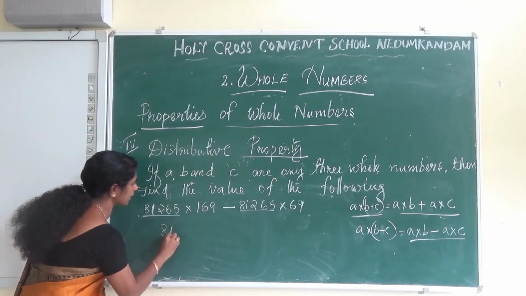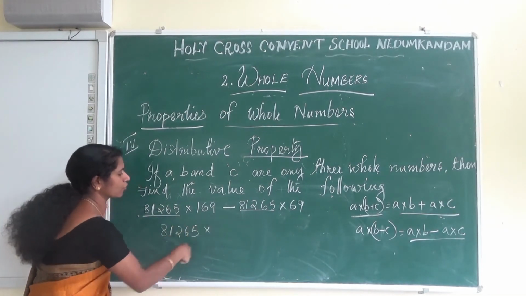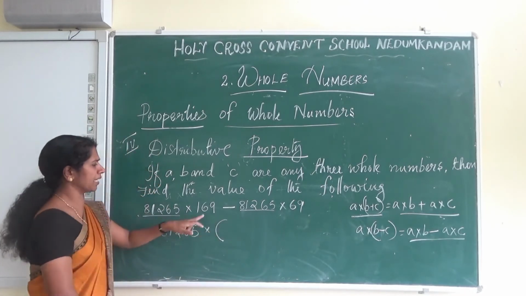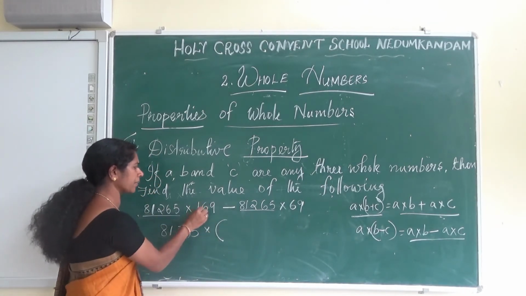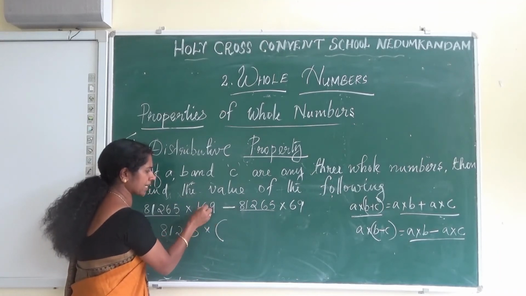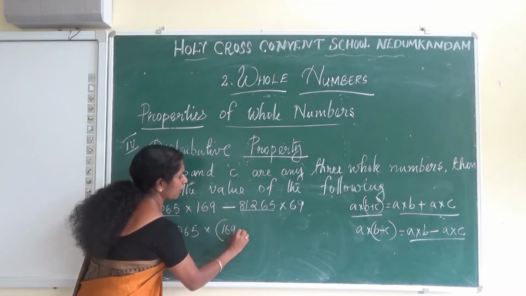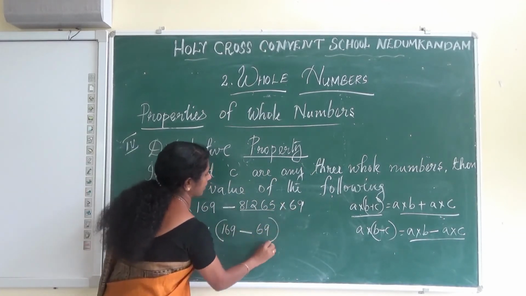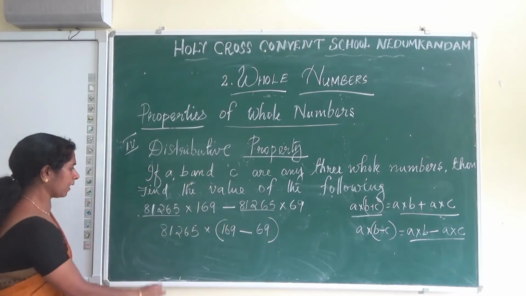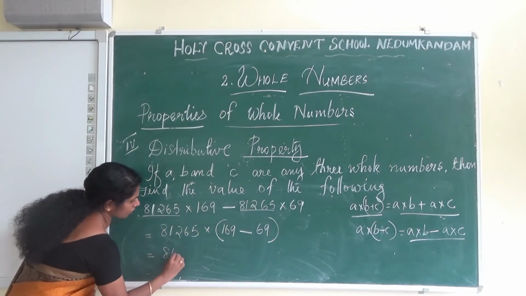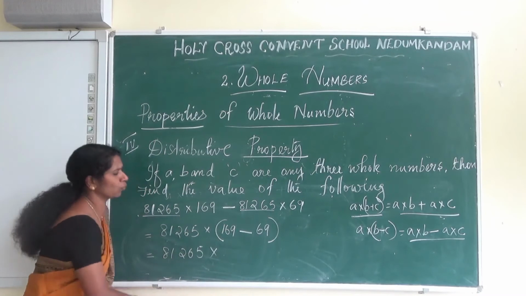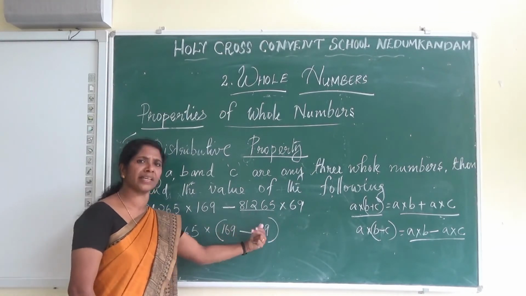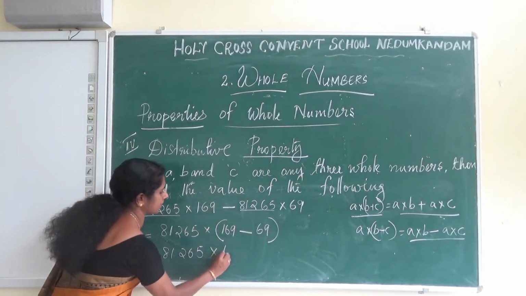So 81,265 we have to write outside the bracket. Inside the bracket, what is coming? The remaining numbers: to the left of the minus sign 169, and to the right of the minus sign 69. That we put in the bracket. So it is equal to 81,265 into (169 minus 69). We know that 169 minus 69 is 100.